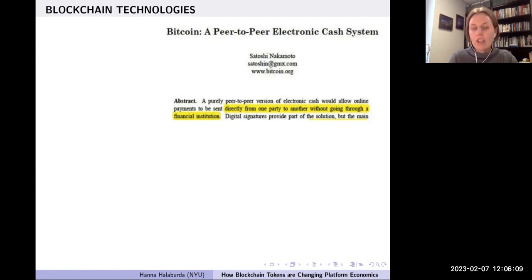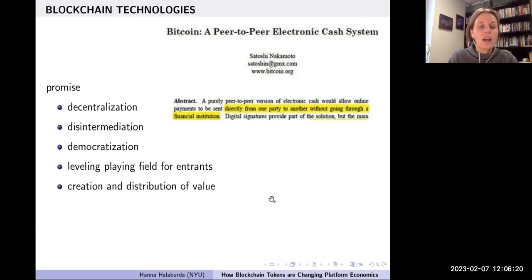And as each new generation of blockchain technology comes along, starting with Bitcoin 2008, they all promise decentralization, disintermediation, democratization, leveling playing field for entrants, and altogether that should bring improved creation of value and improved distribution of value.